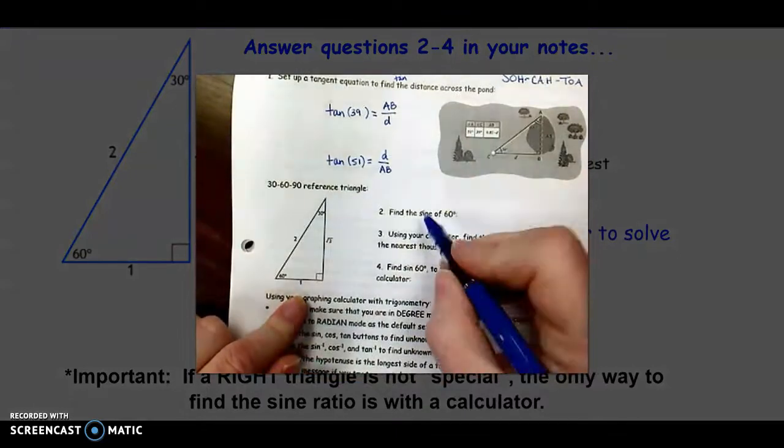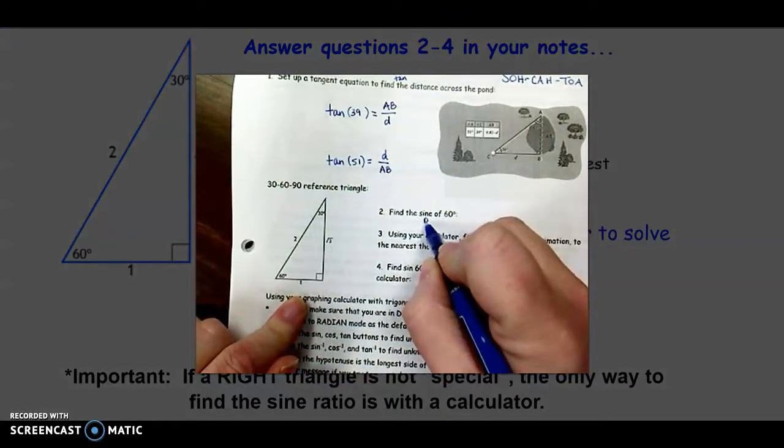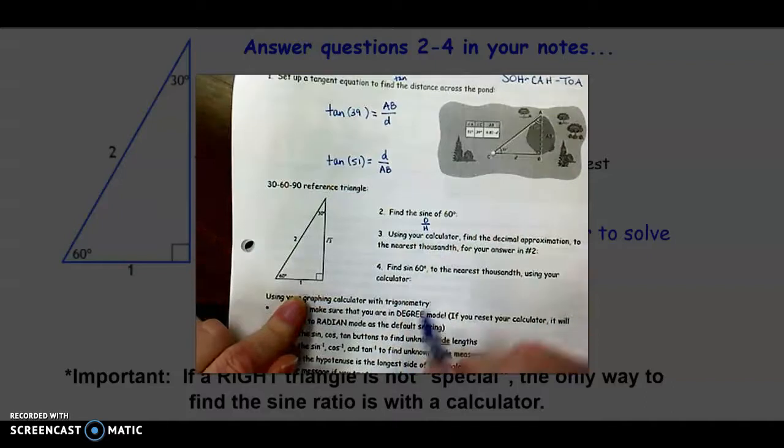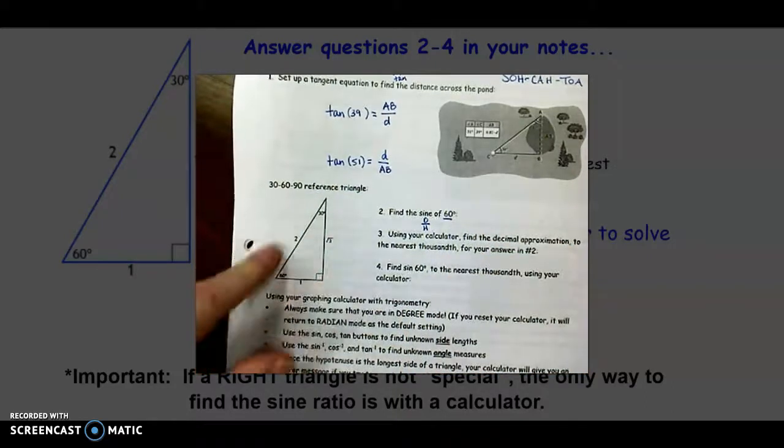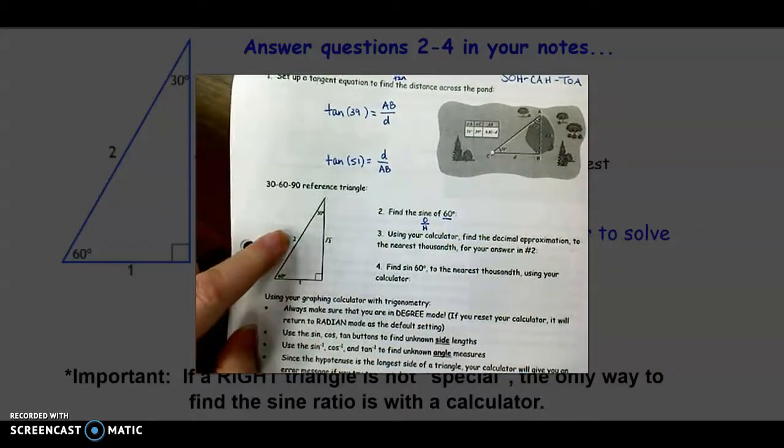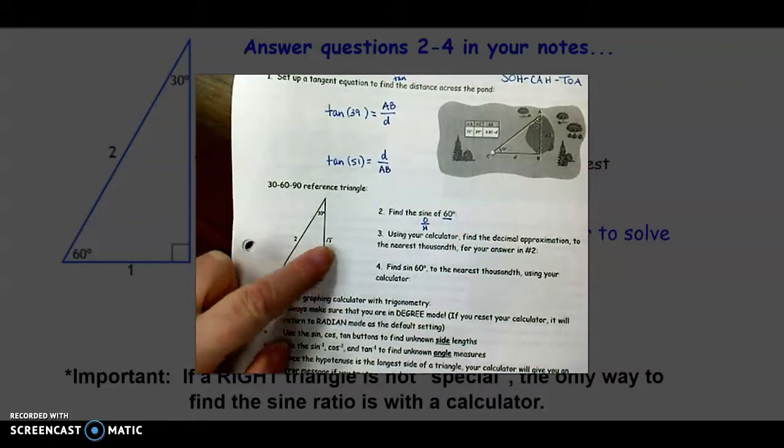So we know sine is simply the opposite over the hypotenuse. And we're looking from the 60 degree angle's perspective. So here's our reference triangle. Remember, that shows the 2-to-1 relationship between the short leg and the hypotenuse, and multiplying by the square root of 3 to go from the short leg to the long leg.